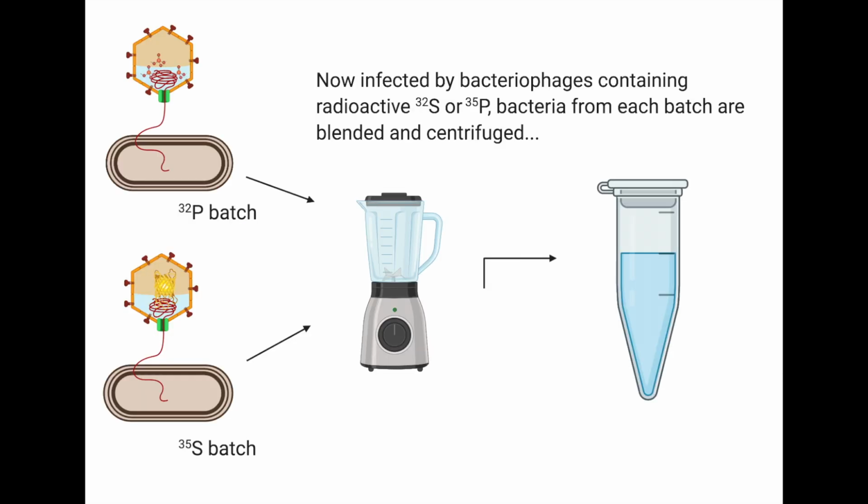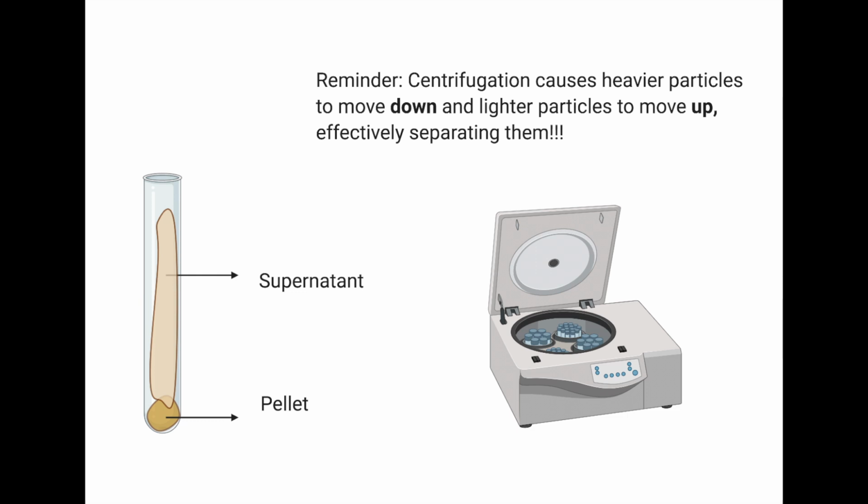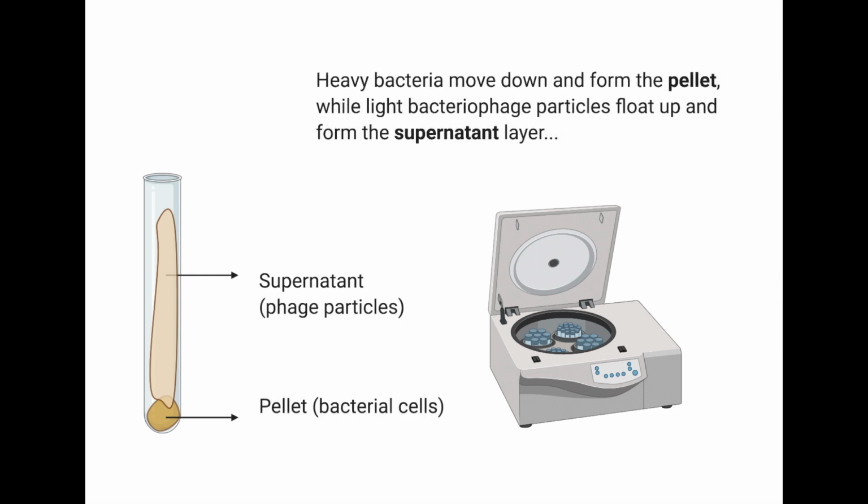After the phages had incorporated these isotopes, they were allowed to infect samples of E. coli, and the resulting cultures were blended and then put through a centrifuge in order to cause the phages and bacterial cells to separate. Movement through a centrifuge causes heavy particles to move down and lighter particles to move up, which is how separation occurs. In this case, the detached protein shells of the phages rose to the top, while the bacteria sank to the bottom of the test tubes.